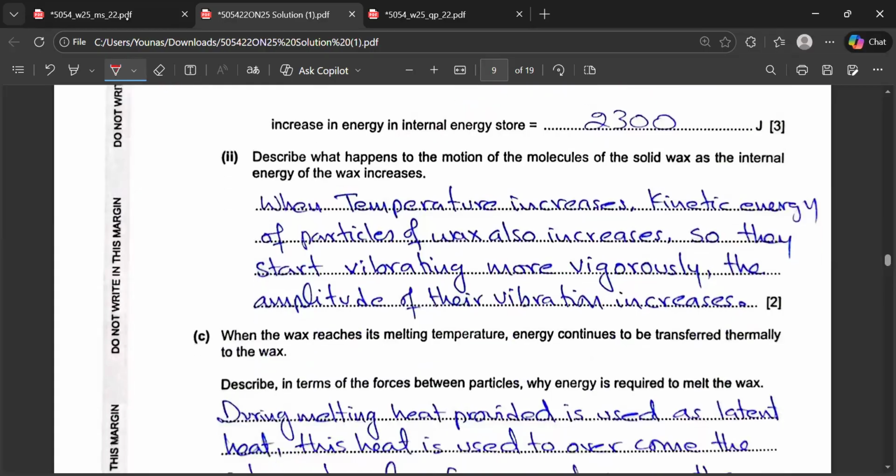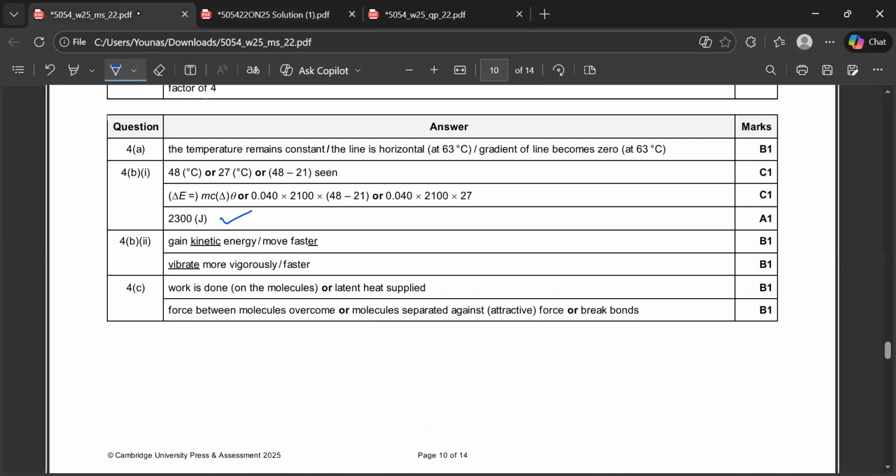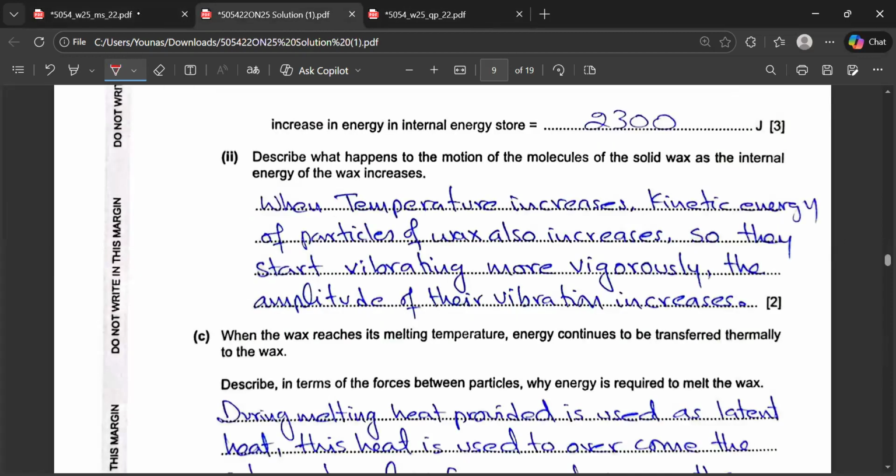When the temperature increases, the kinetic energy of the particles of the wax also increases, so they start vibrating more vigorously. The amplitude of their vibration increases. Okay, so this is the gain in kinetic energy: move faster, vibrate more vigorously. Remember this word, more vigorously. So this is my answer, sir.